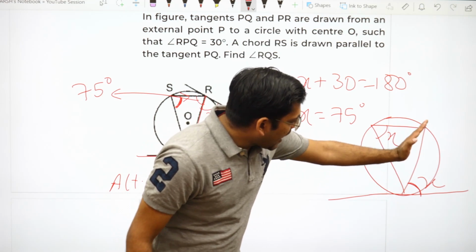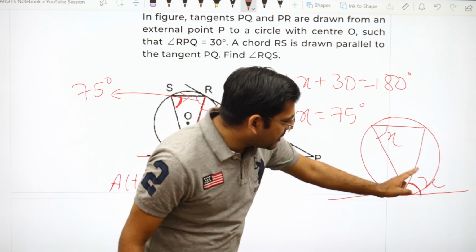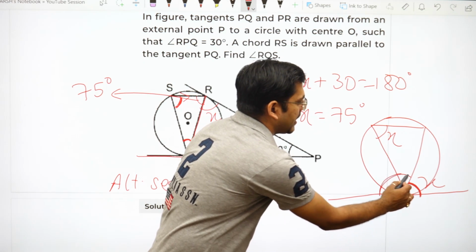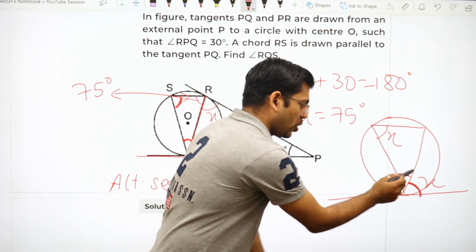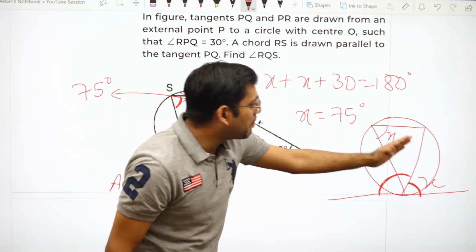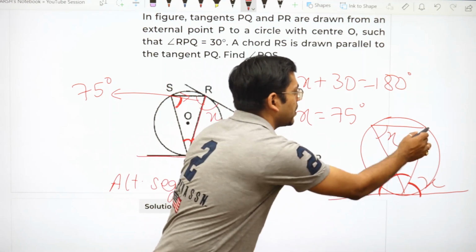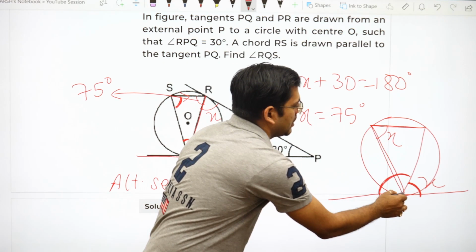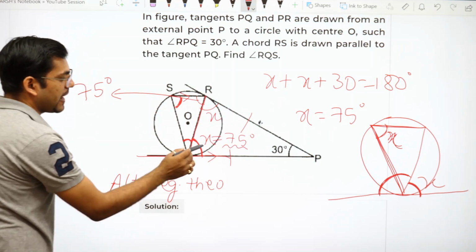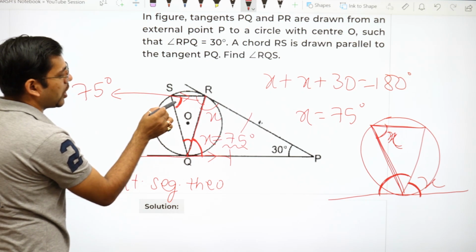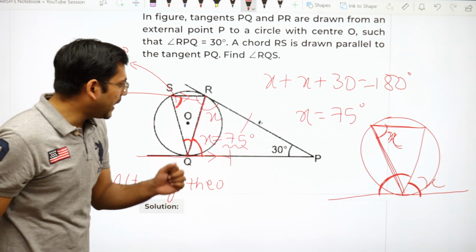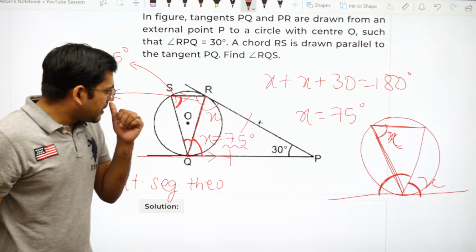It means the angle made by this line with the tangent, there are two angles, one is the minor angle and one is the major angle. See here, this is the major angle. So the minor angle is equal to the angle made by this chord in the major segment. See here, this is the major segment. So this angle will be equal to x. Using this same concept, I have made that this is 75 degree, then surely this will also be 75 degree. Now pay attention.